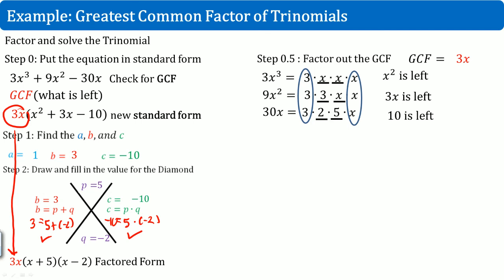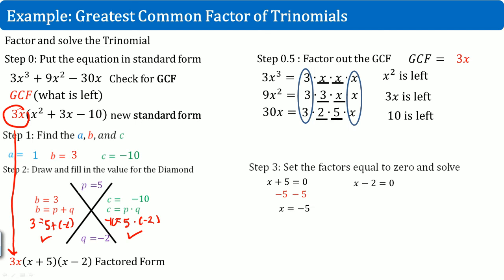To find the solutions, you just set the factors equal to 0. Okay, so x plus 5 equals 0 and x minus 2 equals 0. Subtract 5 from both sides, you get x is equal to negative 5 as the first solution. Add 2 to both sides, you get x is equal to 2 as the second solution. All right, so there you go. Those are your core concept as well as an example problem that explains how you factor using the greatest common factor for trinomials.